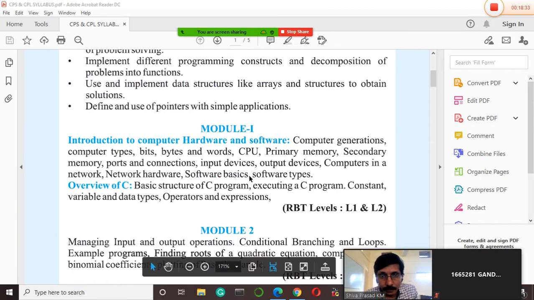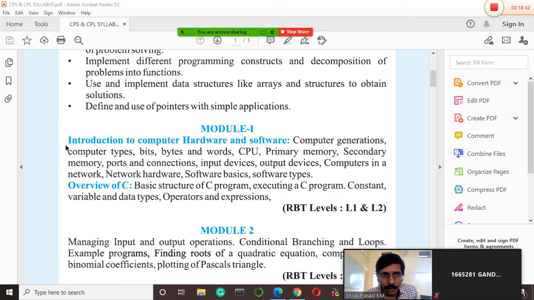In your main examination, module 1 comes with question 1 and 2. You have to answer either 1 or 2 from this module 1. Module 1 contains 2 questions, out of which we have to answer only 1. Whereas module 2 contains the 3rd and 4th questions, where you have to answer any one out of the 3rd or 4th.